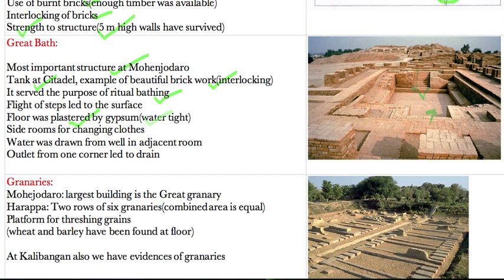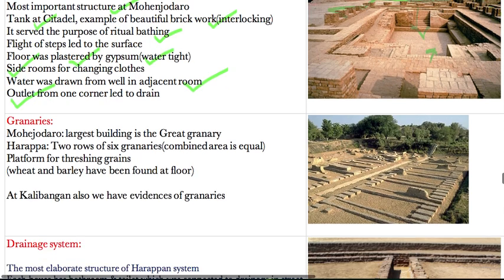So it is also important. There were side rooms for changing clothes for the person who took a bath there. Here you can see the remains of some side rooms. So you can relate to that. Then water was drawn from a well in the adjacent room. From where did the water come? From the adjacent room where the well was. Then how was the water taken out? There was an outlet from one corner which led to drains.